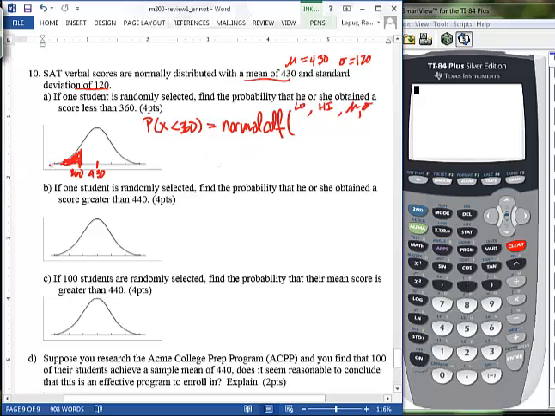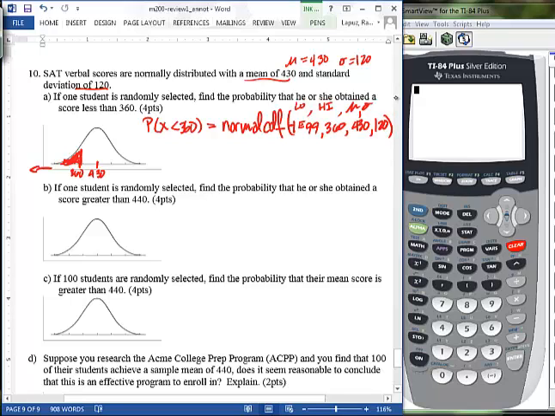Now the low technically goes off to minus infinity. There are several ways to do that. One way is to type in 1e. Oh, I'm sorry, it's a negative because it's less. So negative 1e to the 99. I'll show you in the calculator how to type that in. The high is going to be up to 360. The mean is 430, and the standard deviation is 120.